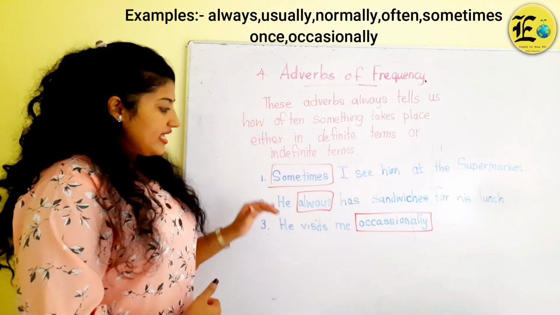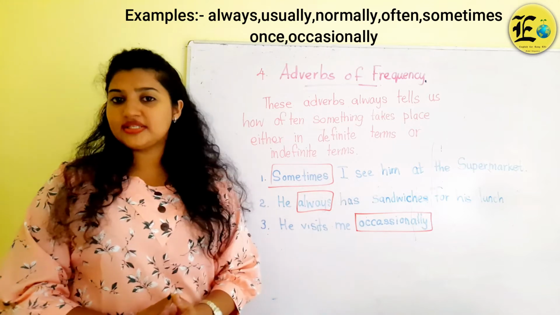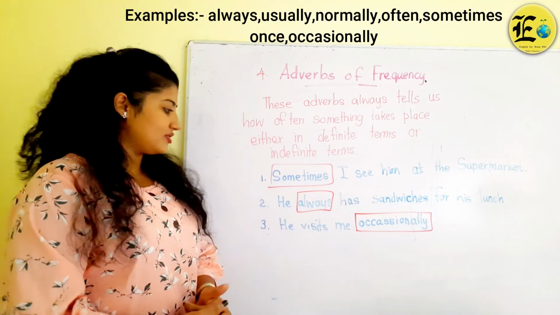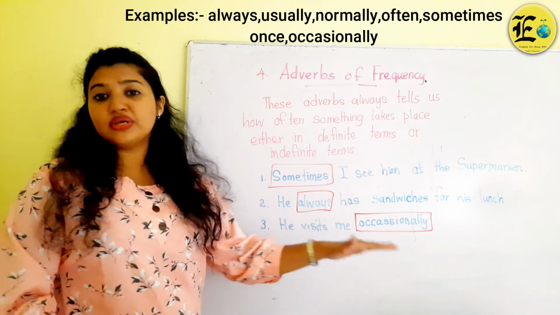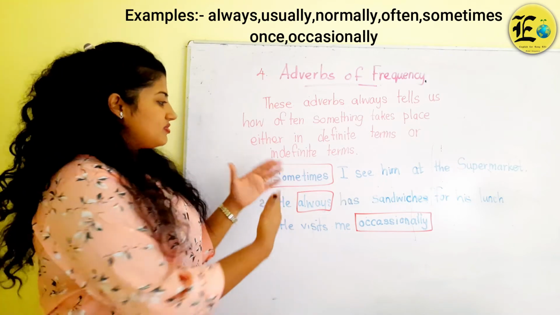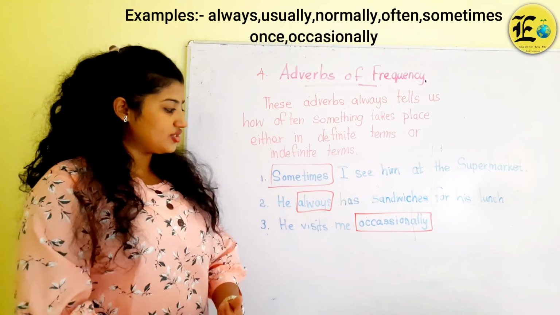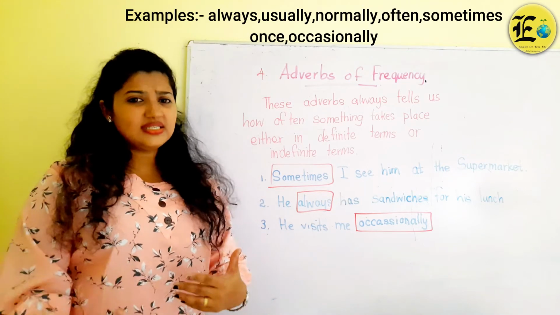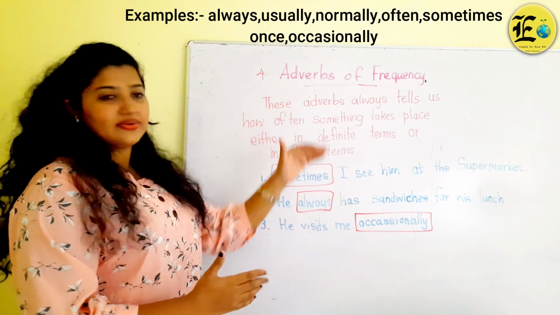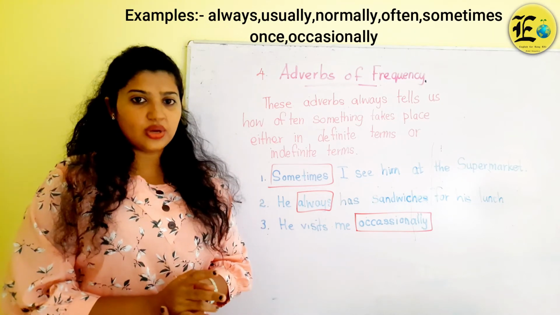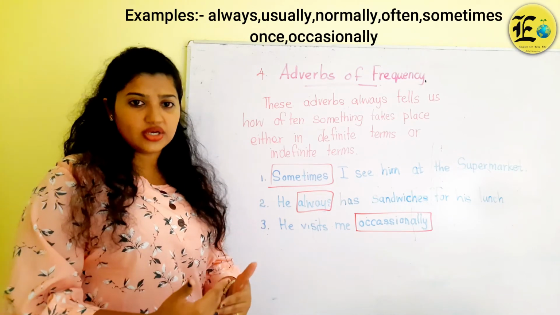In the second one, he always has sandwiches for his lunch. So that means he's always having sandwiches for his lunch. He visits me occasionally. Occasionally means from time to time. So also sometimes, usually, occasionally, always, never, rather, seldom. These are the adverbs that could be categorized under the adverbs of frequency. These adverbs show how often an action could occur.